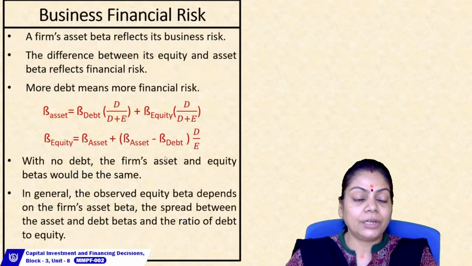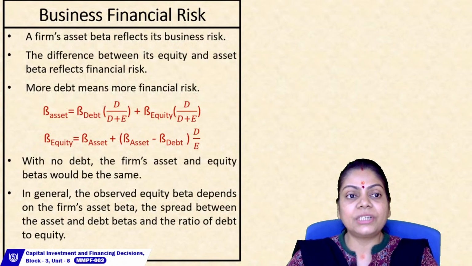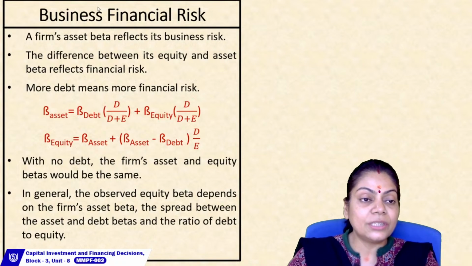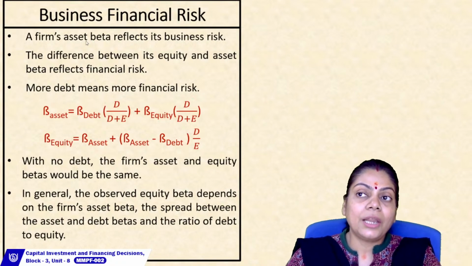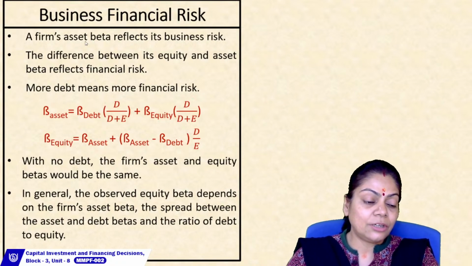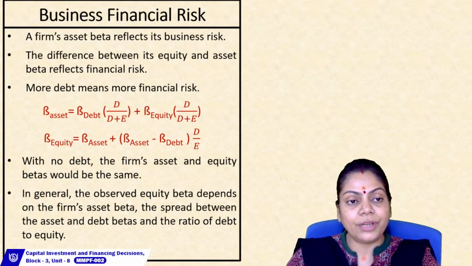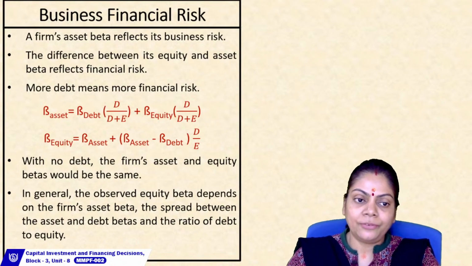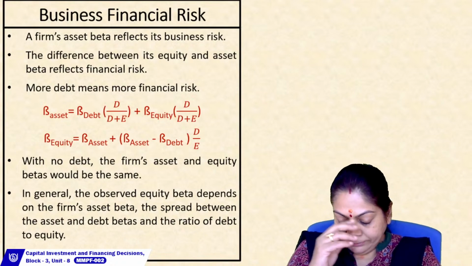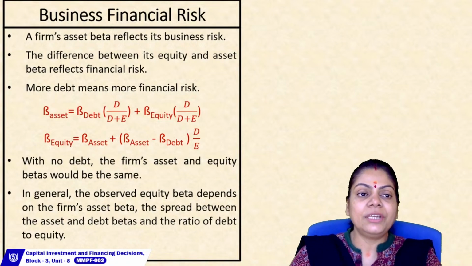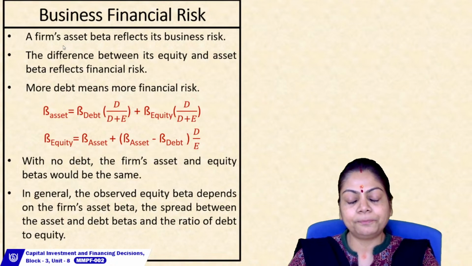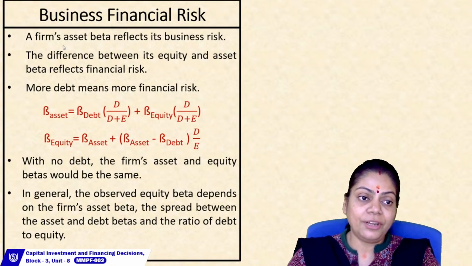Now, we come to something called business risk and financial risk. I'm sorry, the "and" is missing here. The business risk and the financial risk. Now, there is a term called leverage. When we talk about leverage, we talk about both kinds of leverage, the operating leverage as well as the financial leverage. Operating leverage basically deals with the business risk, and financial leverage talks about the financial risk.